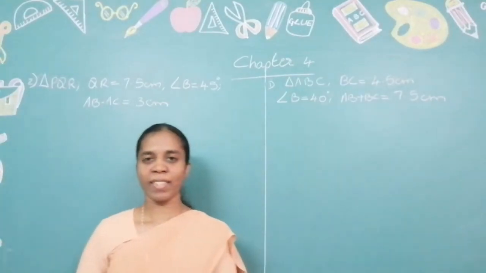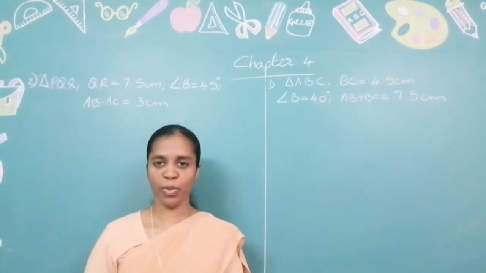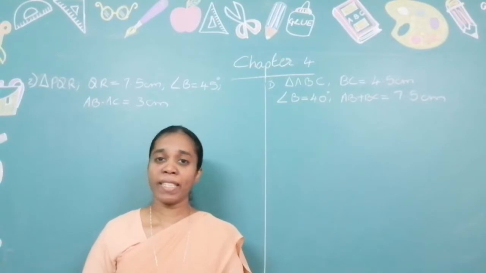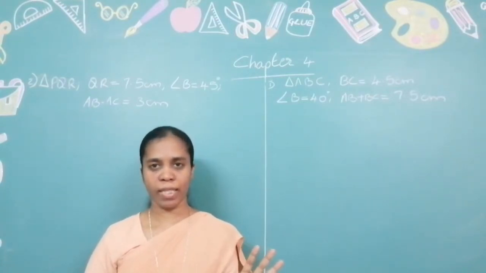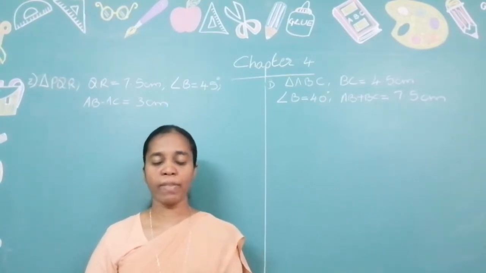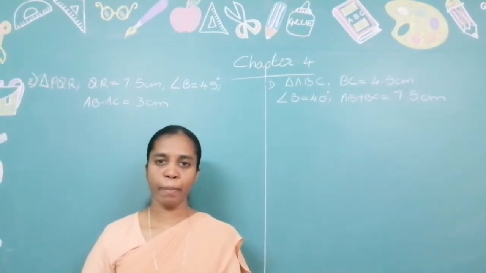Good morning everyone. Today we are going to learn chapter 4, construction. A very simple, very easy chapter. There are altogether 4 constructions. Construction of triangles. Only 4 types are there. Very simple, very easy.